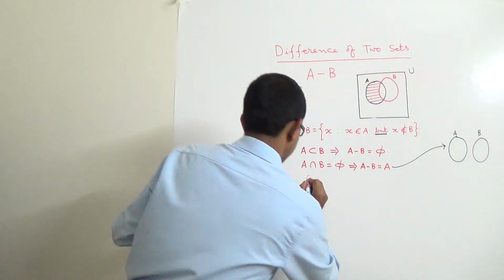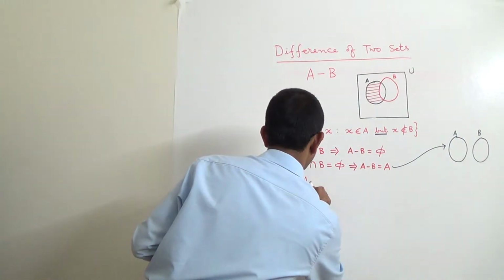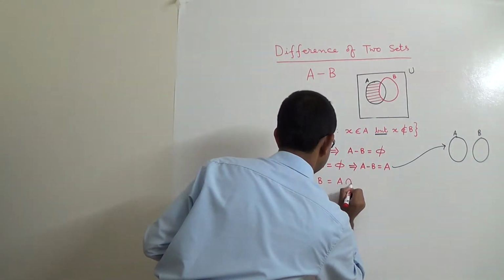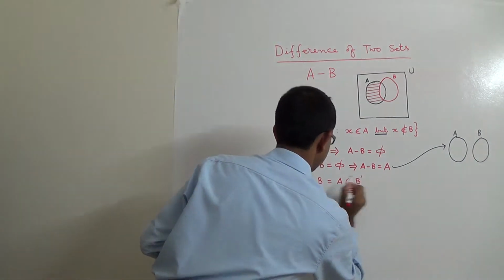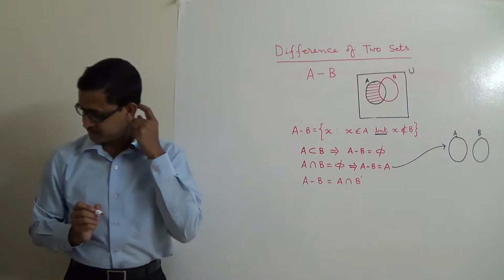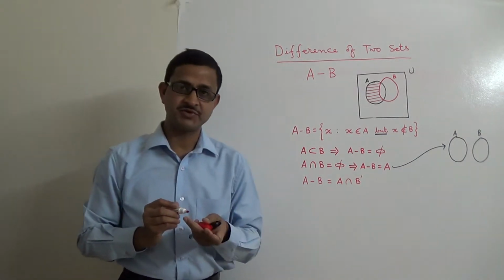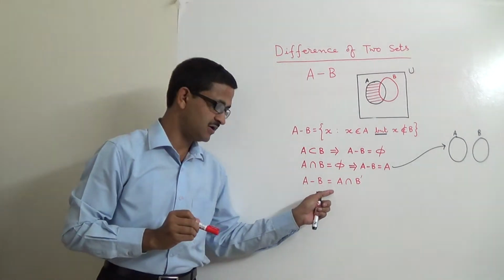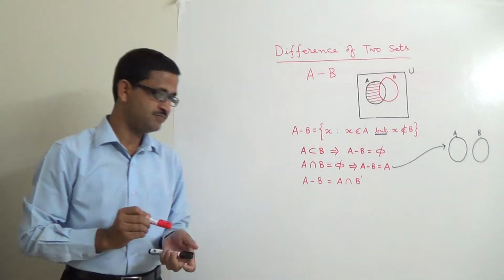The next one is that A minus B we can also write as A intersection B prime. You can try it at your end and see how this works. This is very simple.